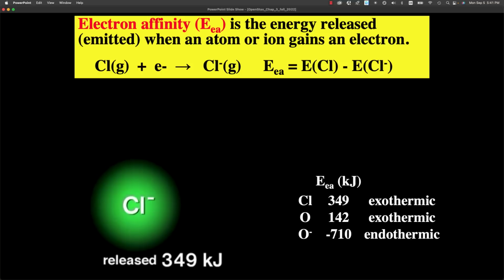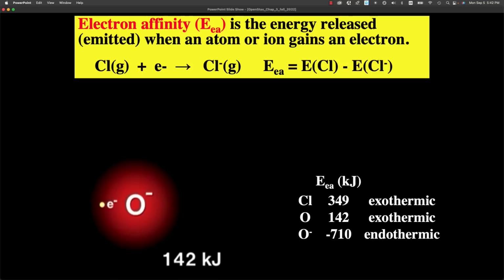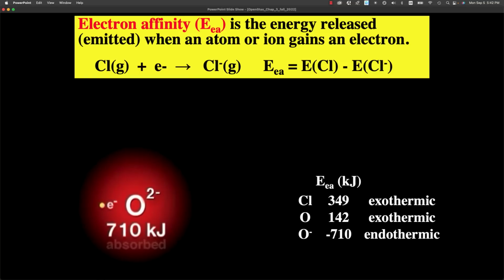In the case of chlorine and the other halogen elements, addition of an electron to the neutral atom is an exothermic process. Addition of an electron to the neutral oxygen atom is also an exothermic process. However, addition of a second electron to form the oxide ion is an endothermic process. This means that work must be done to force an electron onto the singly charged ion to form the oxide ion, O2-.